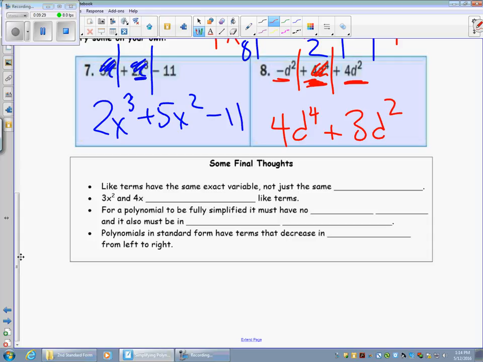Like terms have to have the same exact variable, just not the same letter. 3x squared and 4x are not like terms. For a polynomial to be fully simplified, it must have no like terms, and it must be in standard form. And remember what standard form is. The terms have to decrease in degree from left to right.